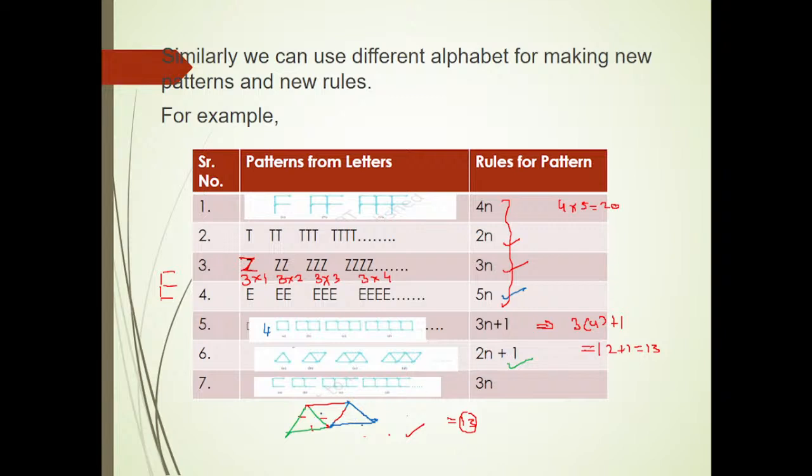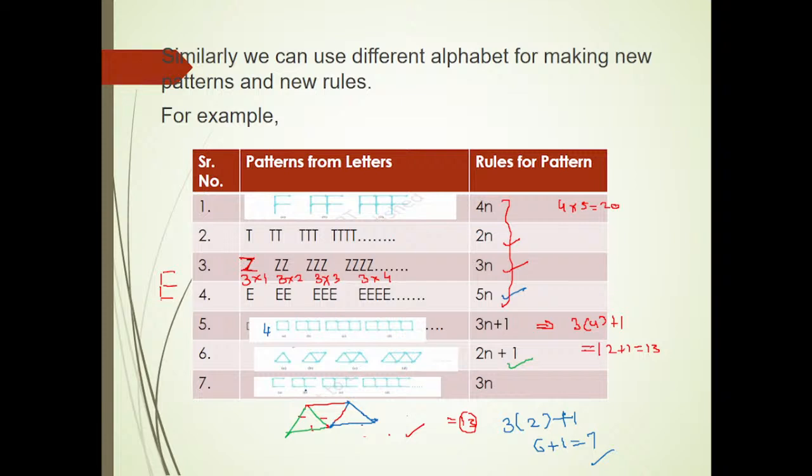Why? Because if you want 3 triangles, 2 into 3 plus 1. So it will be 6 plus 1, that is 7. For every triangle we require at least 2 and 1 for the closing one, the first one. So there are 7 mastics for 3 triangles.